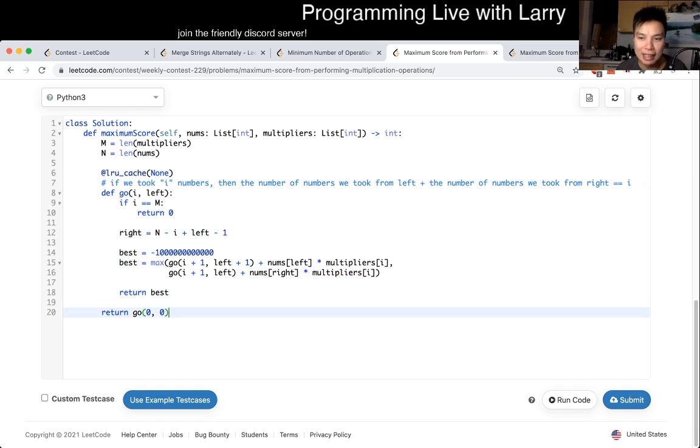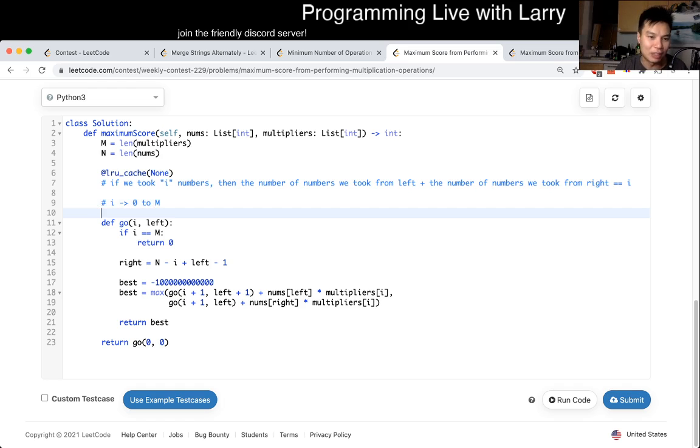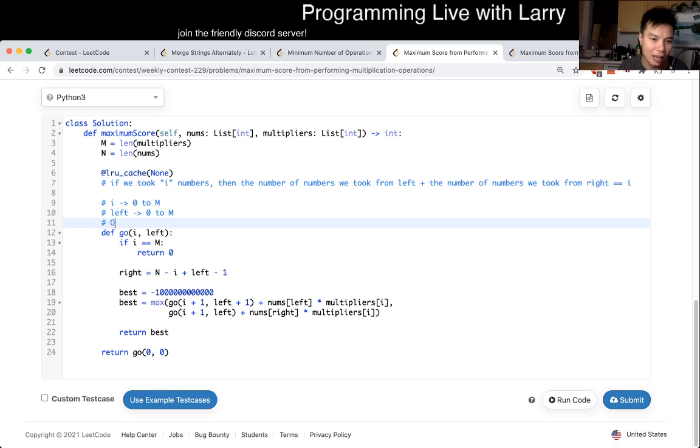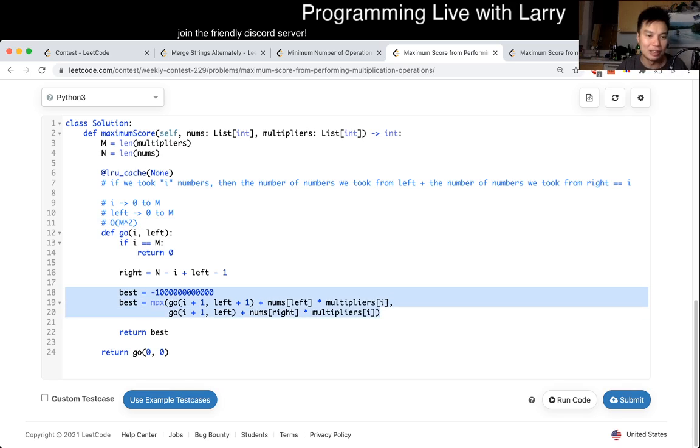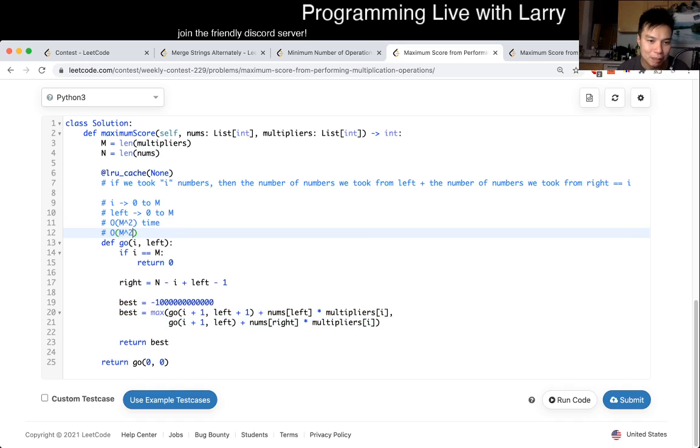And as we see, i goes from 0 to m, left also goes from 0 to m. So that means that this is going to be O of m squared total number of possible cores, and each core will take O of 1 time. So this is also the total time, and also total space, because for each possible input you do O of 1 extra space. So basically this is the top-down version.